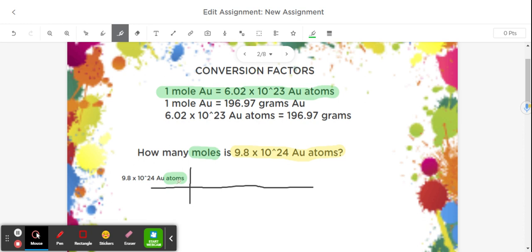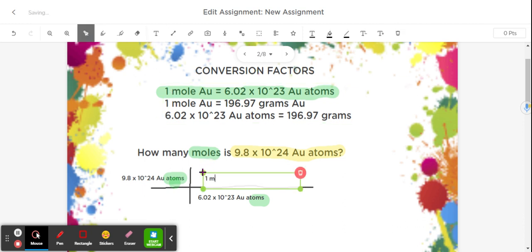Okay, and to figure that out, if we have atoms up here in the upper left, that means we have to have atoms down here so that they'll cancel out. Okay, so that tells me that I have to have 6.02 times 10 to the 23rd Au atoms on the bottom, which then leaves me with 1 mole of Au on the top. I didn't quite finish out my truth table, but let me do that.